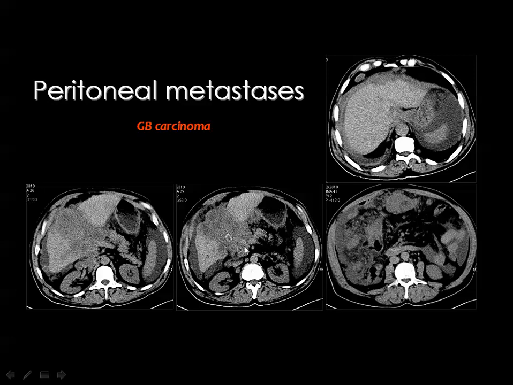Then gallbladder cancer with peritoneal deposits, and you see masses in the peritoneal cavity, and you also identify the ascitic fluid. One of the helpful techniques is to let the patient drink some oral contrast media to differentiate between the bowel loops and the metastatic deposits.